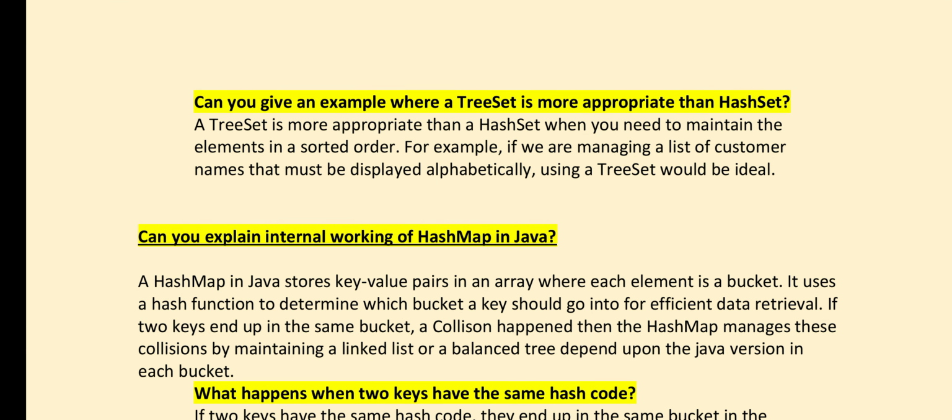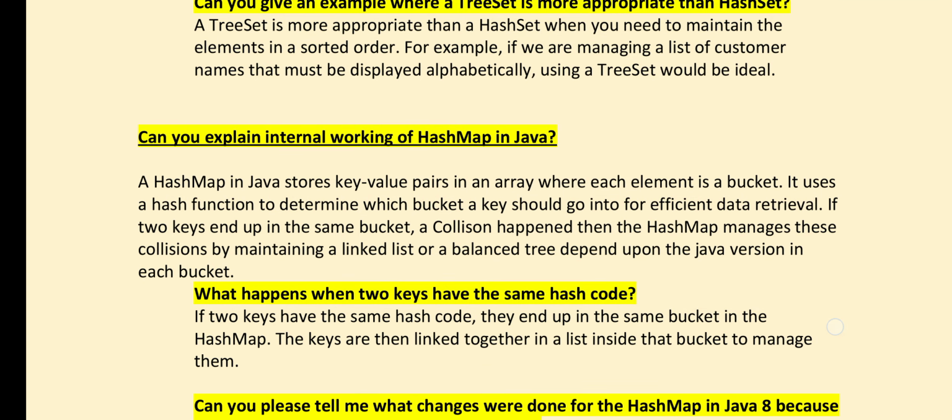Can you give an example where a TreeSet is more appropriate than a HashSet? A TreeSet is more appropriate than a HashSet when you need to maintain the elements in a sorted order. For example, if you are managing a list of customer names that must be displayed alphabetically, using a TreeSet would be ideal.